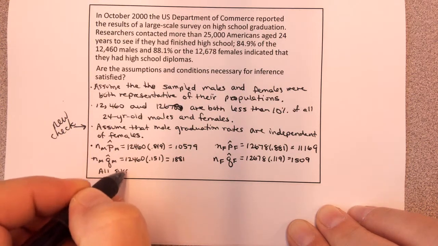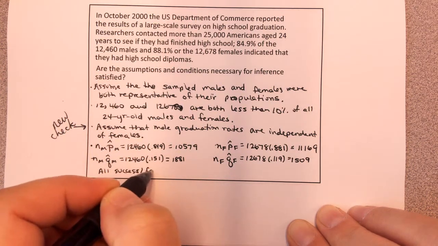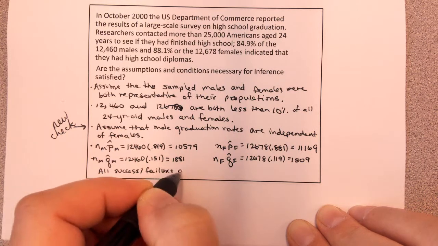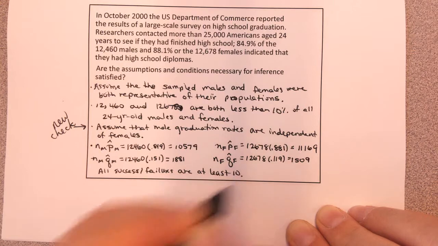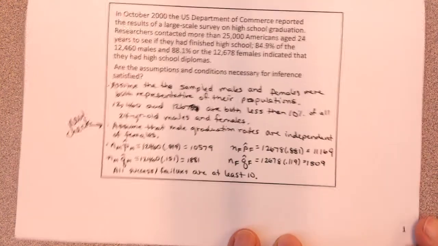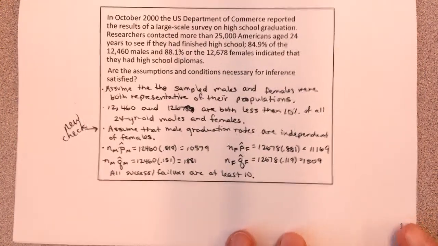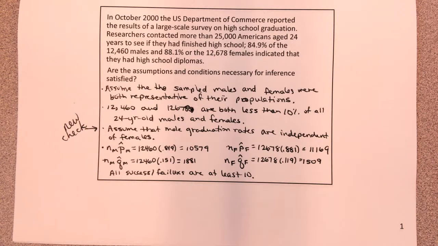All successes, failures are at least 10. Check. Okay. All right. Is it obvious that the longest part of the process is the conditions? Nobody likes to write conditions. We're just going to say it. Nobody likes to do it, but it's points and we got to. Once we check conditions, we don't have any reason to disbelieve these. What's the next thing we should do?